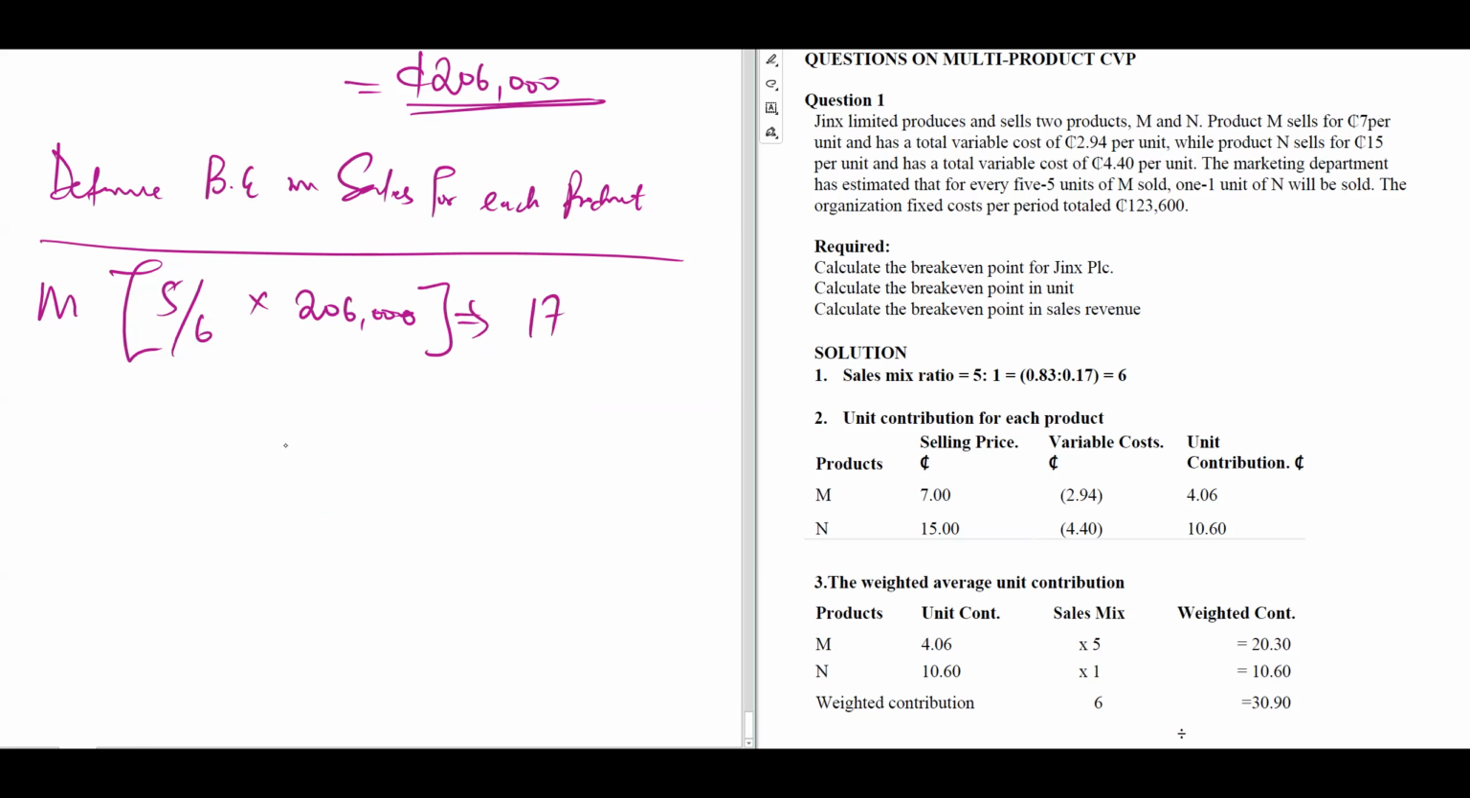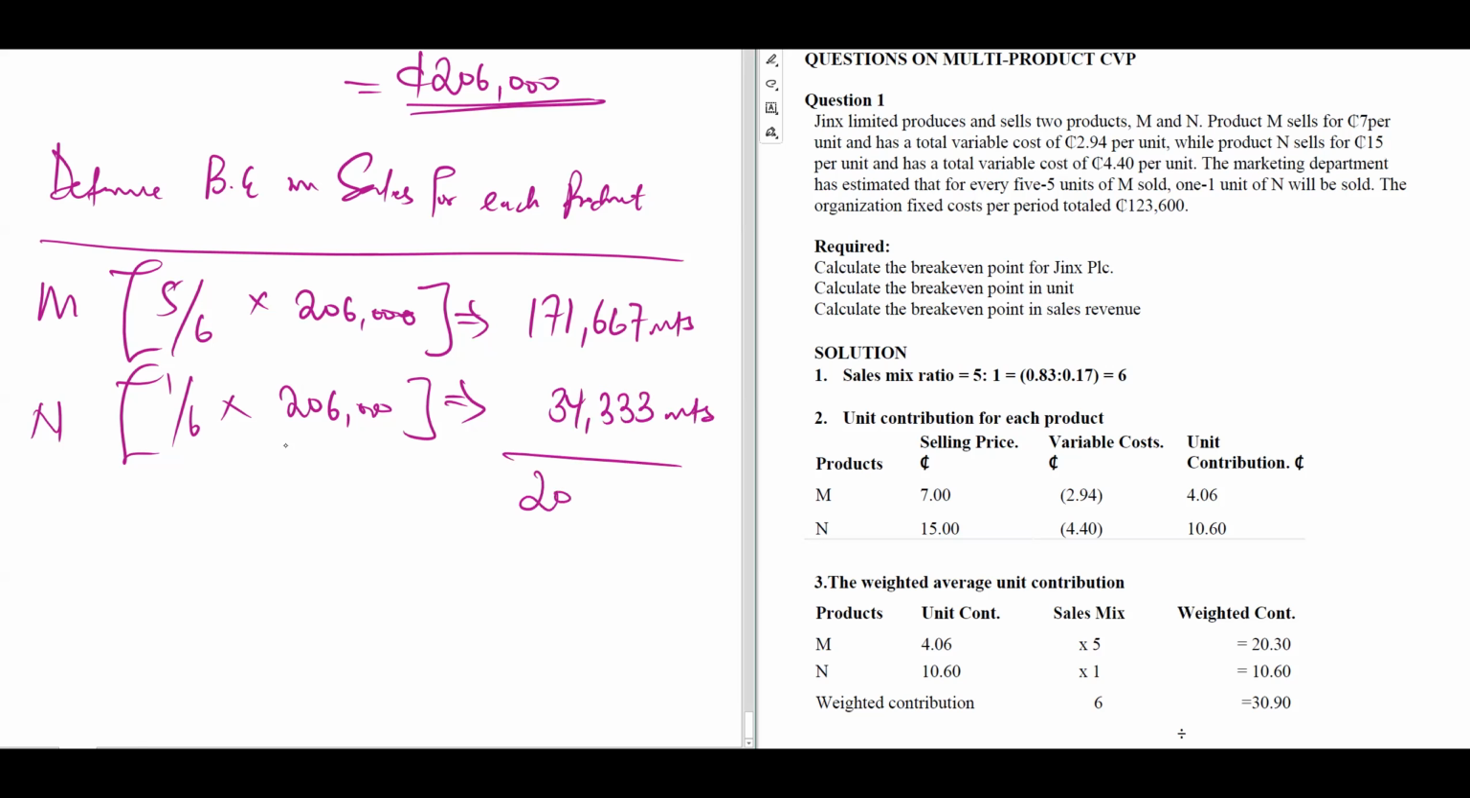And that gives us 171,667 units. And then for product N, 1 out of 6 times the same 206,000 units. Then we split it as follows. This one will end up with 34,333 units, right? When you add all up, you still get there. It's not units, it's revenue, right? We have break even in sales. Sorry, it's not units, it's revenue. Okay, so we still have the 206,000.